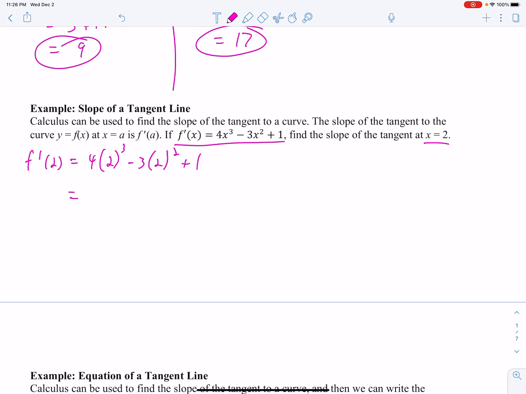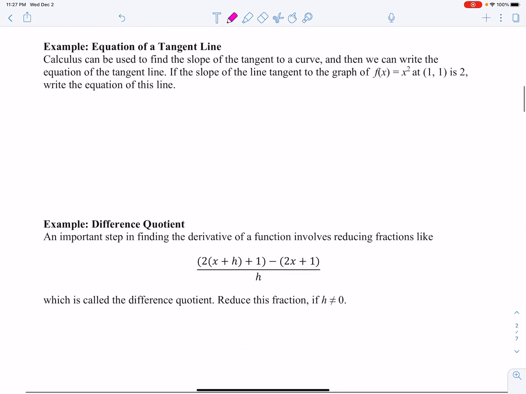All right, so 2 to the third, 2 times 2 is 4, times 2 is 8, times 4 is 32. Right here, 2 times 2 is 4, times negative 3 is negative 12, plus 1. And if I did my math correctly, that should add up to 21. Okay. All right, so I know these are easy, but it's really good practice.